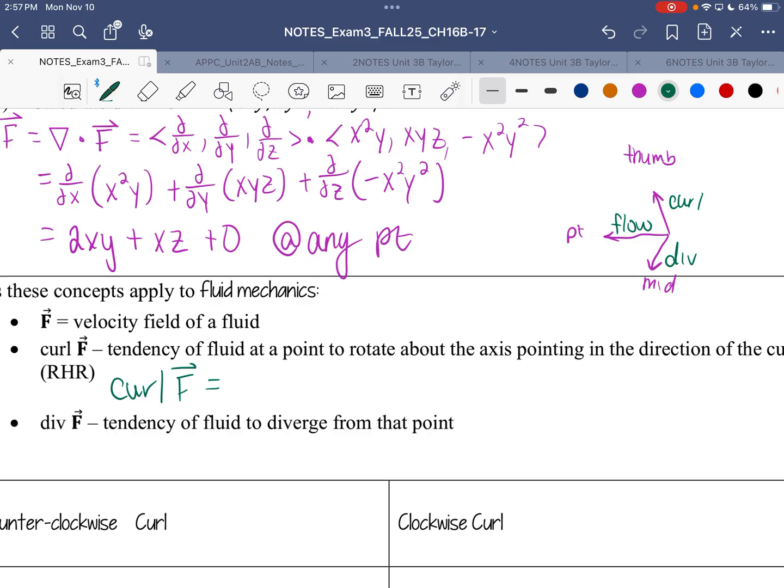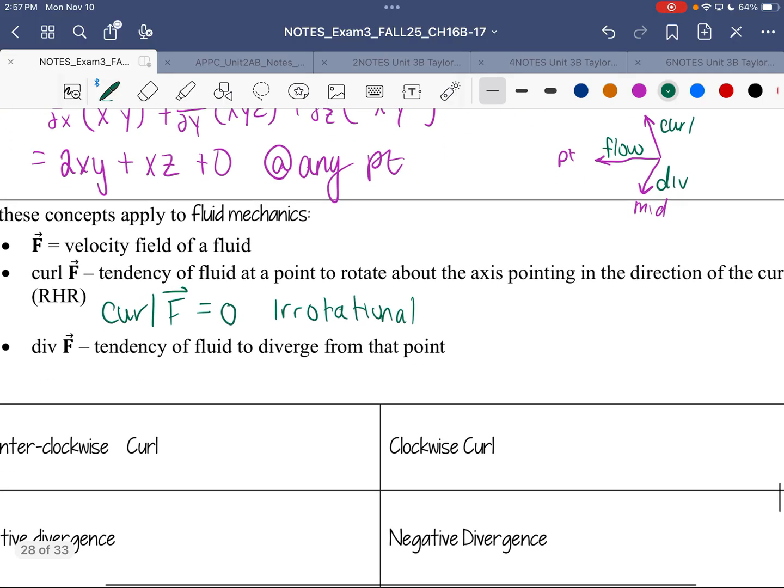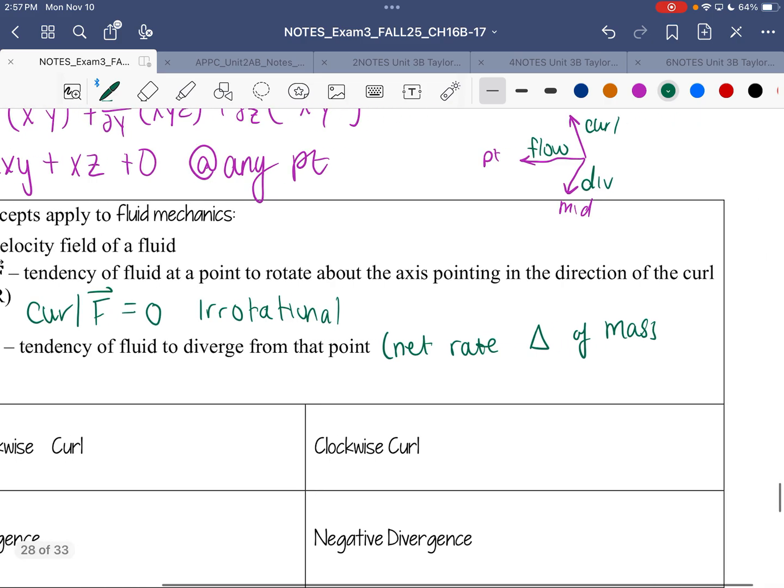So if your curl is 0, that's being irrotational, aka not rotating. And the divergence is the tendency of a flow to diverge from that point. You could also think of it as like the net rate of change of the mass of the fluid.